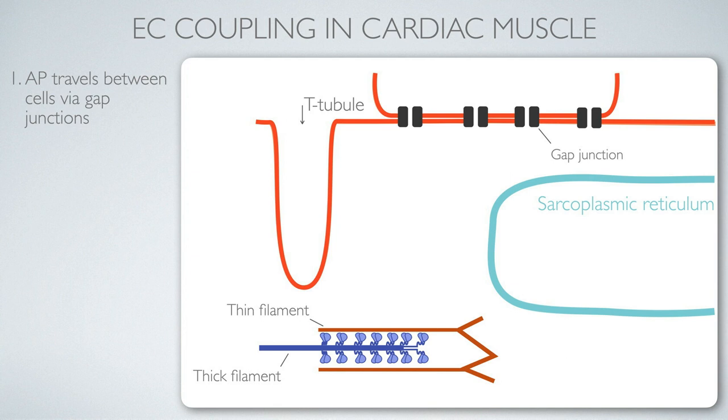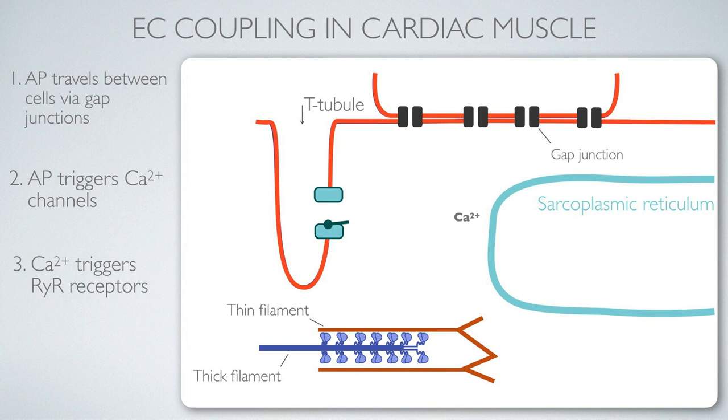Another difference, though, are the receptors within the T-tubules. Instead of the DHP receptors that we saw in skeletal muscle, the T-tubules in cardiac muscle are packed with voltage-gated calcium channels. When that action potential propagates through the T-tubule, it will activate those voltage-gated calcium channels, which allows for a flooding of calcium into the interior of the cell.